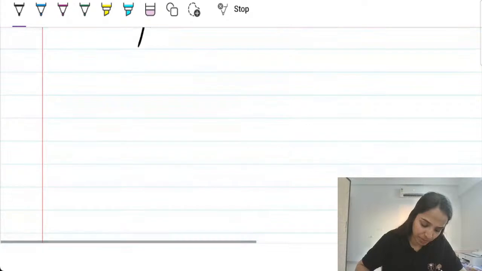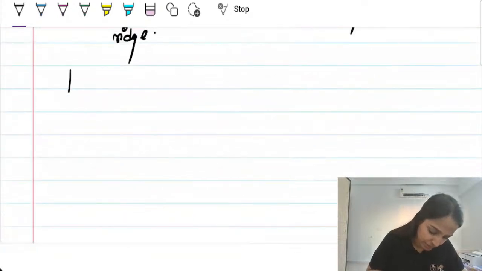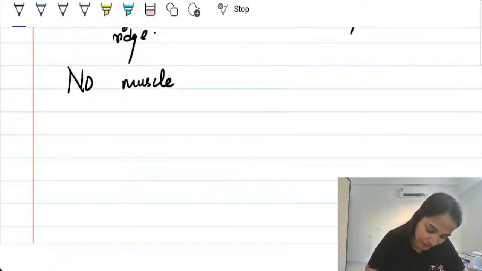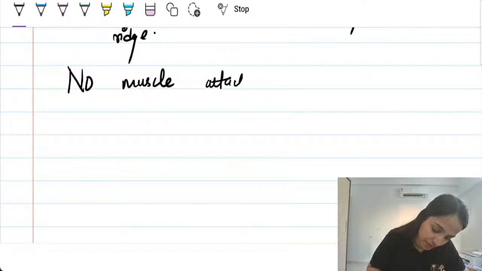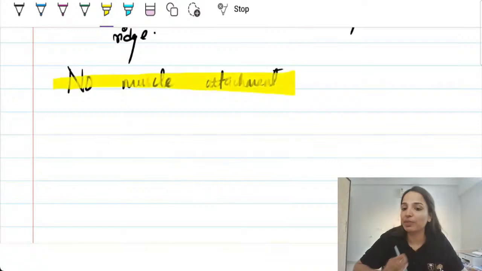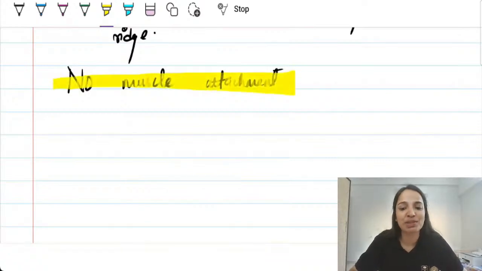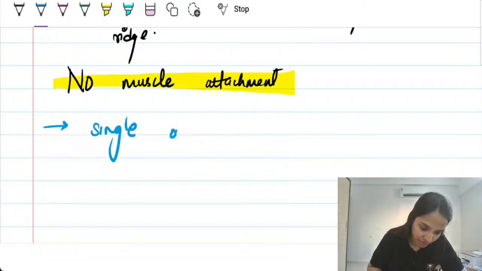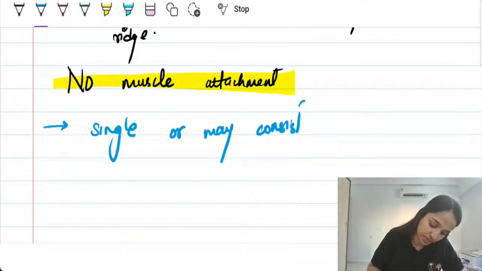What we need to remember is that labial frenum has no muscle attachment. Maxillary labial frenum has no muscle attachment. Remember and always say it like that, that maxillary labial frenum has no muscular attachment, because mandibular labial frenum does have a muscle attachment. So it is usually single or it may consist of two fibrous bands.